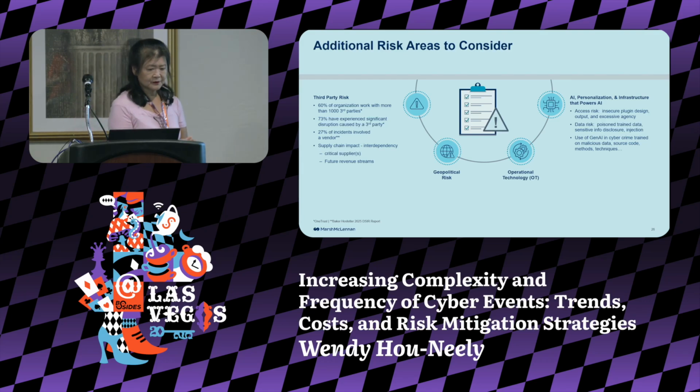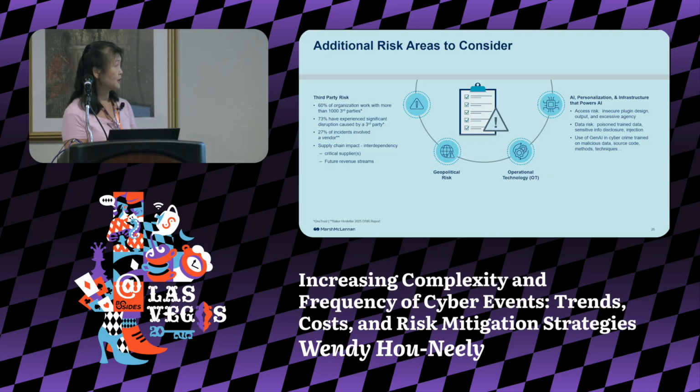I also wanted to go through some of the risk areas of business interruption. Third-party risk was the one I want to focus on a bit. 60% of organizations work with more than 1,000 partners. So you can imagine, you have partners, consultants, contractors, and so on. There's a long list in that chain.